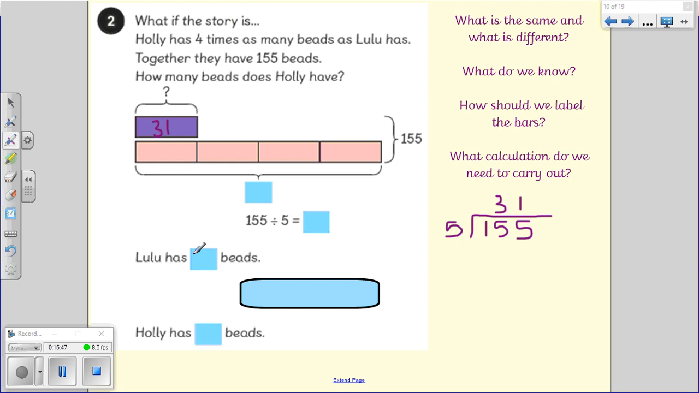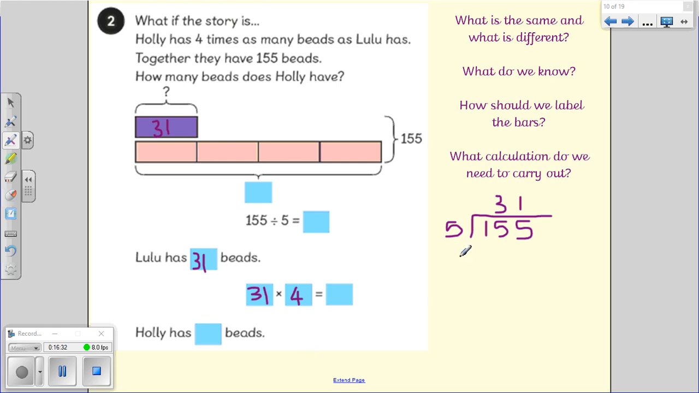Lulu has 31 beads, but we still need to work out how many beads Holly has, because that was my question at the start. So now I know that each part is worth 31. What is my calculation going to be? Holly's got 4 parts, each worth 31. So let's have a look. What do we need to do? We need to multiply. So well done if you thought that. So we've got 31 times 4.